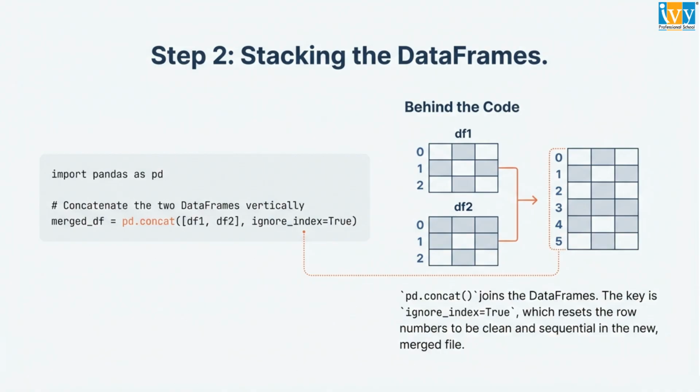Step 2 is stacking the data frames. The pd.concat function joins them vertically. We use ignore_index equals True to reset the row numbers, making them clean and sequential in the new, merged file.